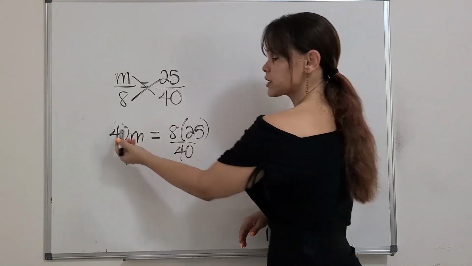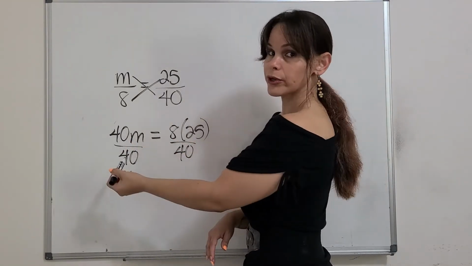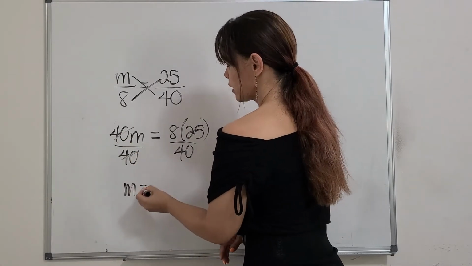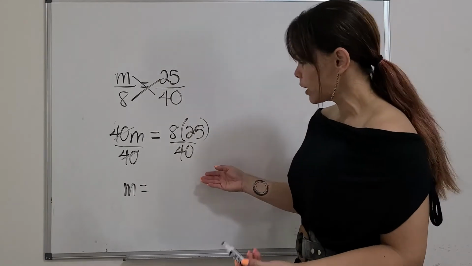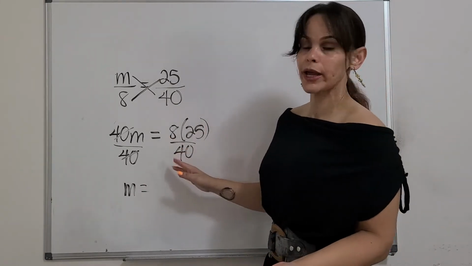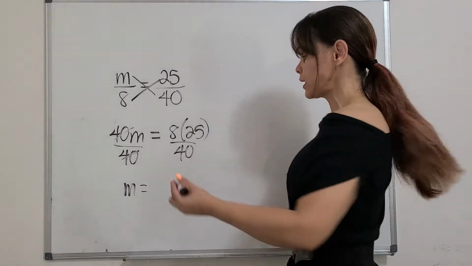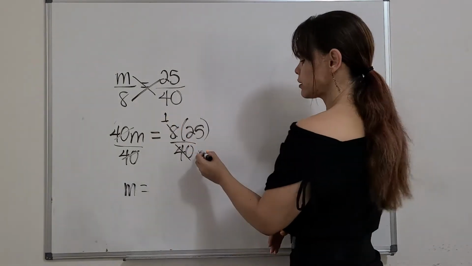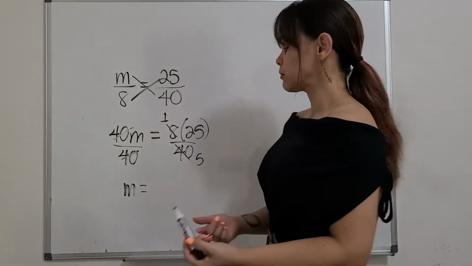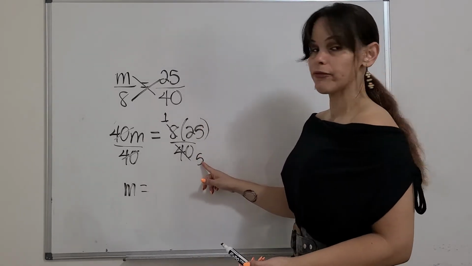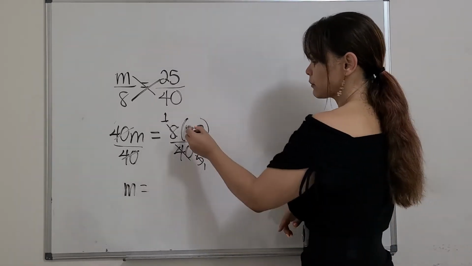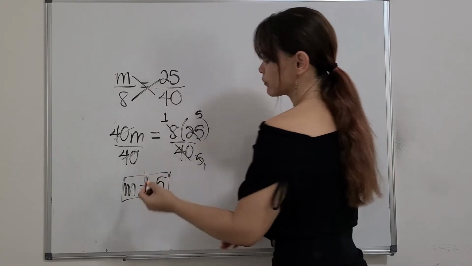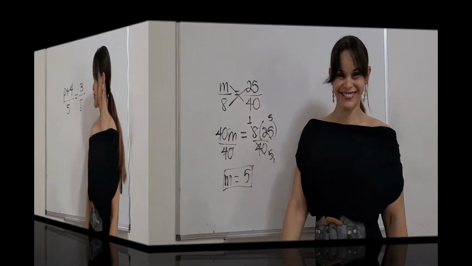And then this cancels out. 40 divided by 40 is 1. So I can cancel these out and just simplify here. So I see that, for example, a and 40, I can simplify by dividing by 8. So a divided by 8 is 1. 40 divided by 8 is 5. And I can continue to simplify because 25 divided by 5 is 5. Okay, so I'm left here with m equal to 5, and we have the solution for this proportion.